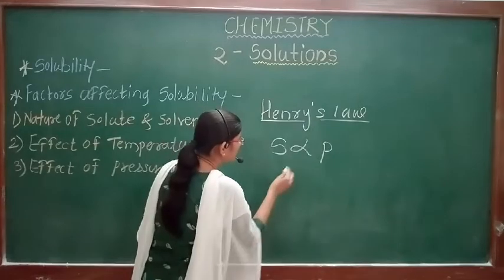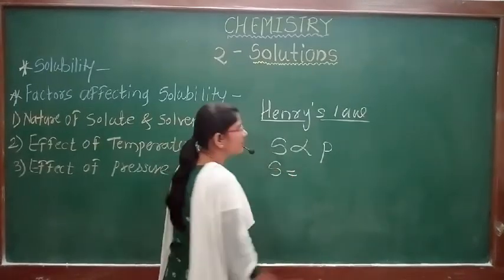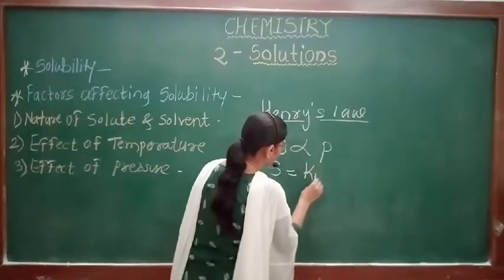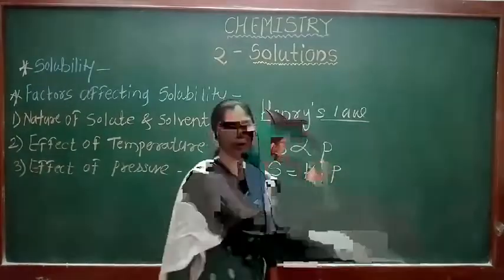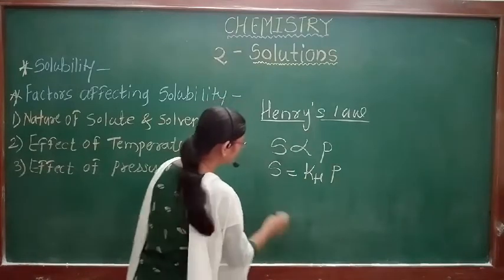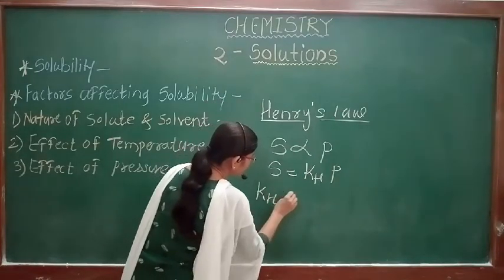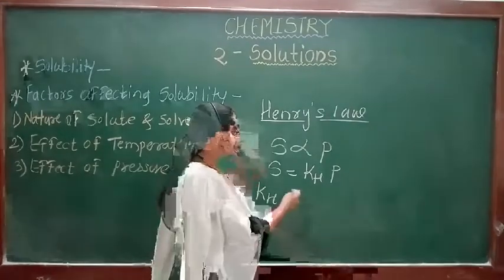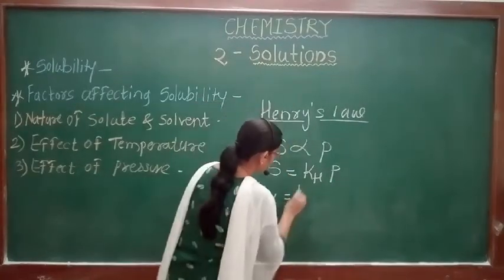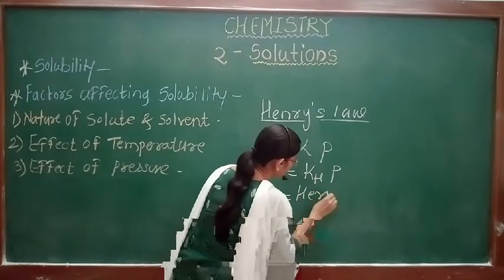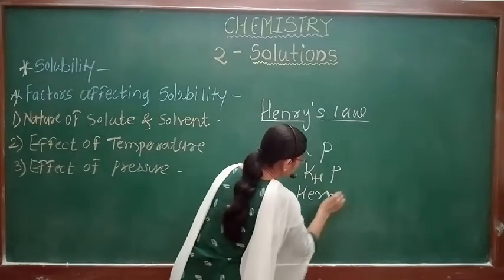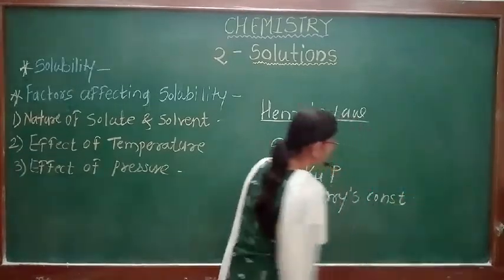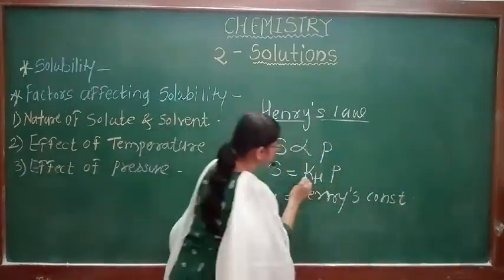If we remove the proportionality sign, then there is a proportionality constant kH, so S equals kH times P. Here kH is the proportionality constant in Henry's law, and therefore it is called Henry's constant.